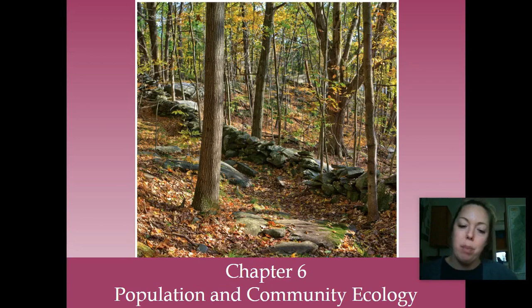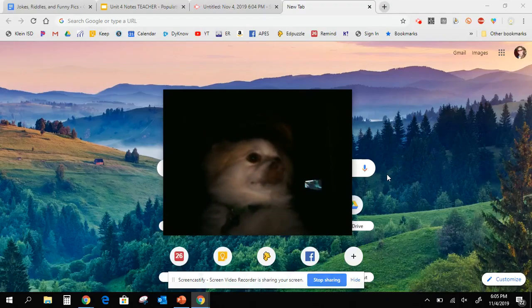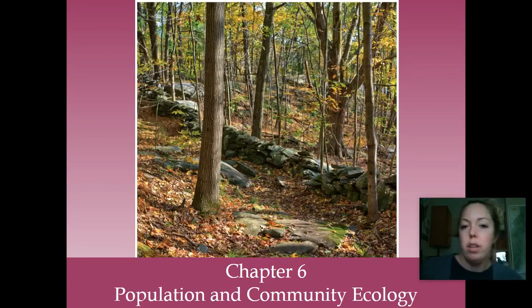We're going to talk about chapter 6 today, population and community ecology. Today we're going to learn about populations. There are two different chapters in this unit 3. Chapter 6 is all about populations, and chapter 7 is all about specifically human populations. So we'll talk about that more when we get there.